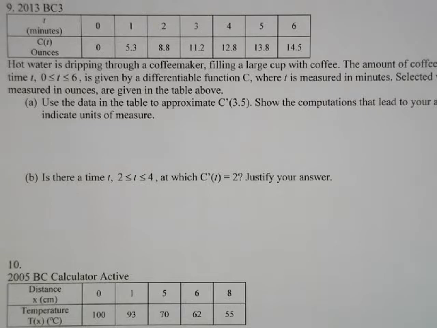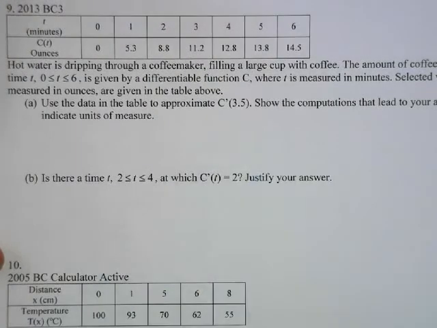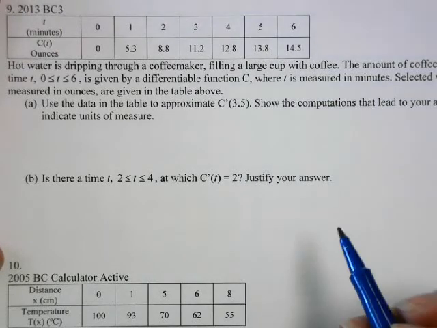So here's a couple of AP problems. Hot water is dripping through a coffee maker, filling a large cup with coffee. The amount of coffee in the cup at time t from 0 to 6 is given by a differentiable function c, where t is measured in minutes. Selected values of c of t, measured in ounces, are given in the table above. So first, use the data in the table to approximate c prime of 3.5. Show the computation that leads to your answer and indicate the units of measure.